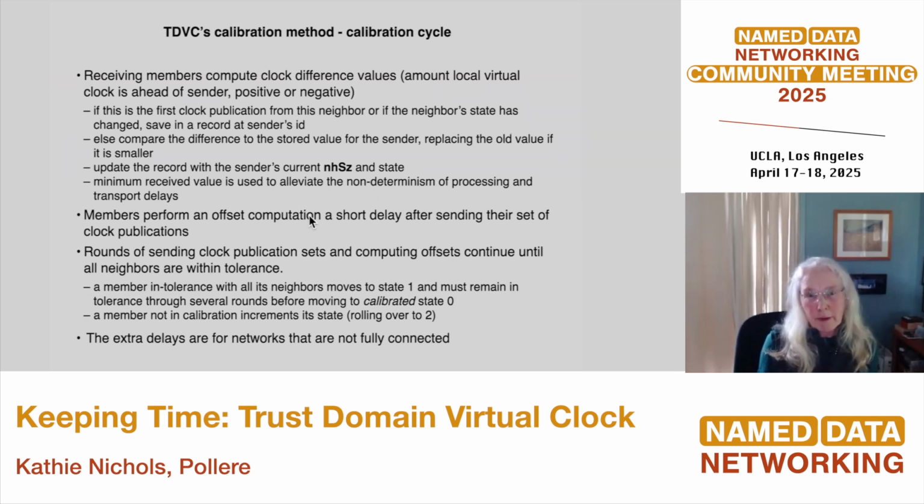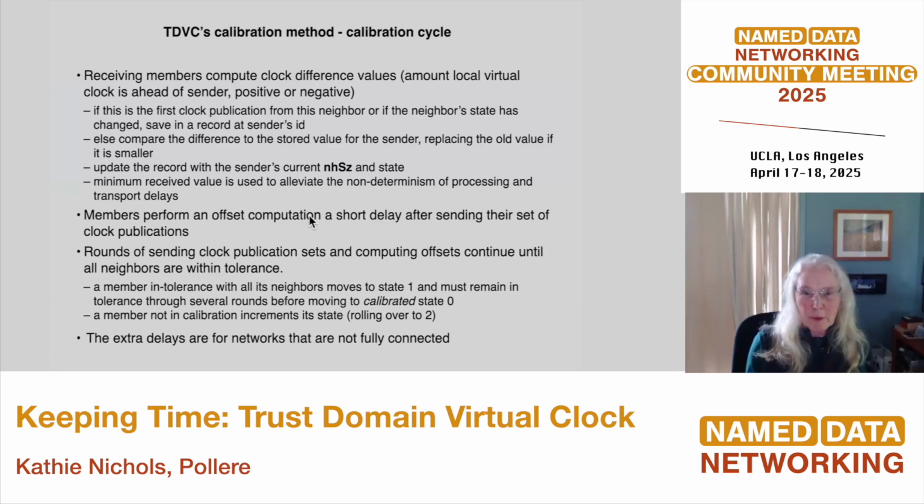Then members go ahead and do this offset computation a short delay after they've finished sending their set of clock publications. And then you keep doing rounds of sending those sets of clock publications and computing offsets until all of your neighbors are within tolerance. We take our time here: we move to this state 1, and we have to stay there through several rounds before we go to 0, which is our calibrated state. And any member that isn't in calibration keeps incrementing its state.